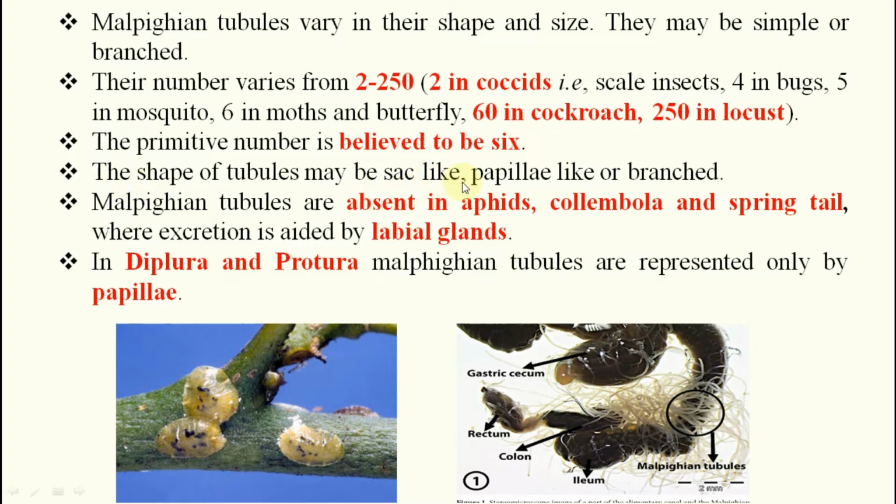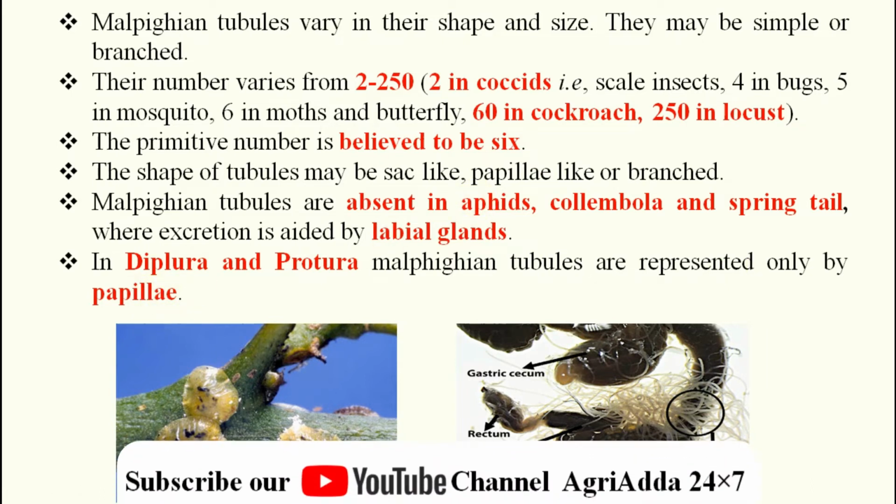The shape of the tubule may be sac-like, papillate or branched, not important. Malpighian tubules are absent in aphids, Collembola, springtails, where excretion is aided by labial glands. In case of aphid, Malpighian tubule is absent, but cornicles are there. In case of Collembola, springtail, labial glands will be there. We'll discuss them in upcoming slides. They will be helpful for excretion. In Diplura and Protura, they are represented only by papillae. Just remember, absent in aphid, Collembola, Diplura, Protura.